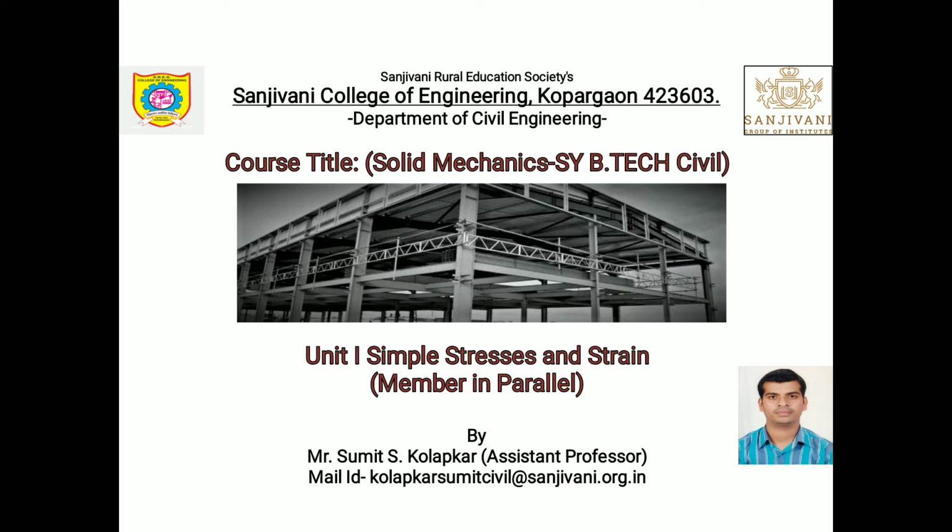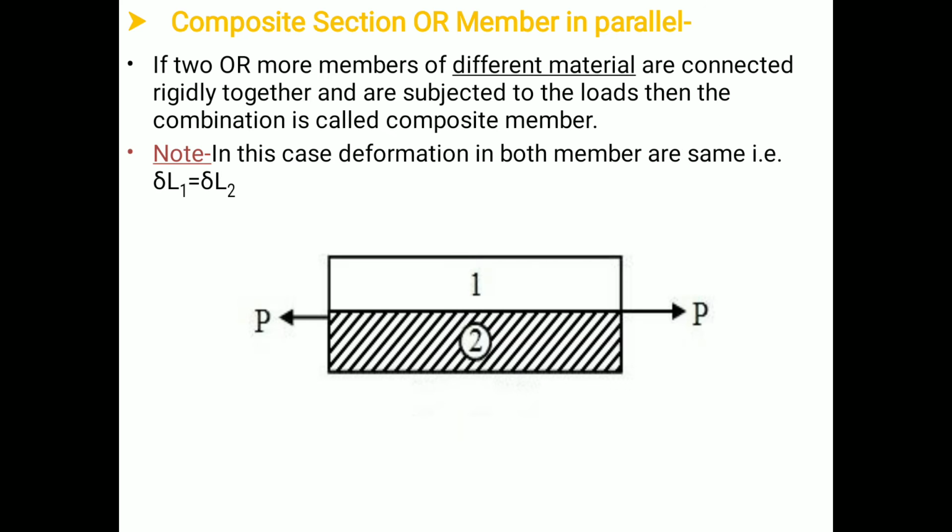In today's lecture we are going to study the concept of member in parallel. Member in parallel is also known as composite section. Now what does it mean? If two or more members of different material are connected rigidly together and if they are subjected to the load, then the combination is called as composite member or member in parallel.